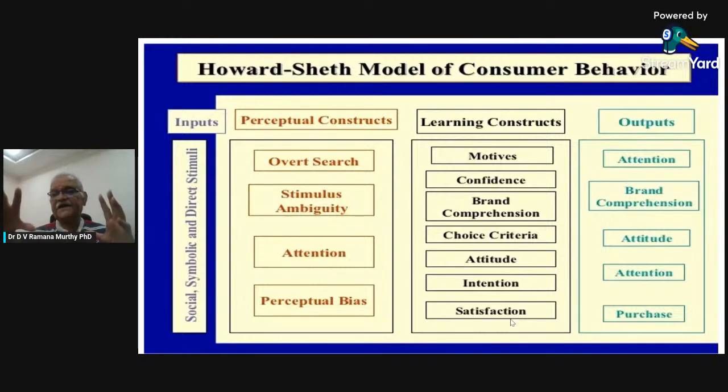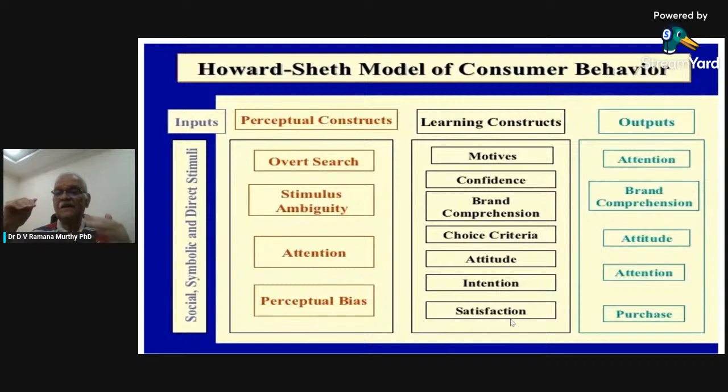In the output category, attention getting. That means, I have already told you there is a lot of clutter. You are not the only one blowing your horn, there are other competitors blowing their own horns differently. So there's a lot of clutter. When there's a lot of clutter, you should be present in the mind of the consumers as a distinctly different brand. That is attention getting. If your product gets attention, if your advertisement gets attention, that is the first success for you.